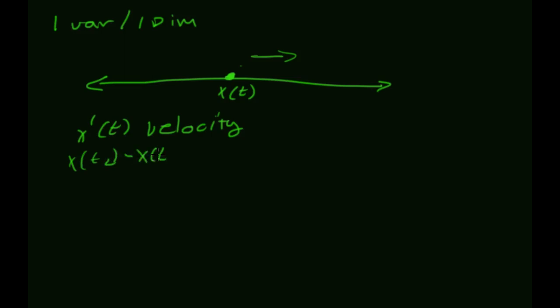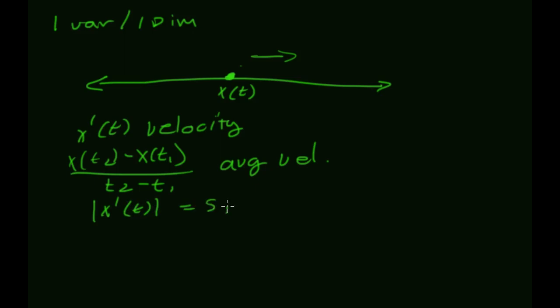x of t2 minus x of t1 over t2 minus t1 gives me the average velocity. So this is the average rate of change as the bead is moving to the right. Now if I take the absolute value of x prime of t, that's going to give me speed. That's not just average rate of change to the right, but rate of change in any direction, whether it be left or right on the string. x double prime of t is the acceleration of the particle as it's moving to the right.